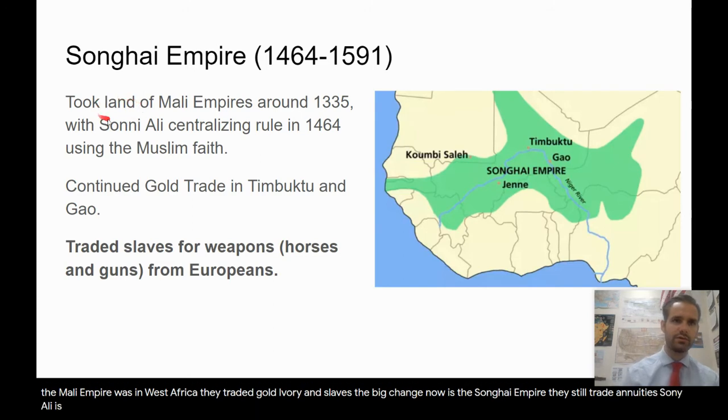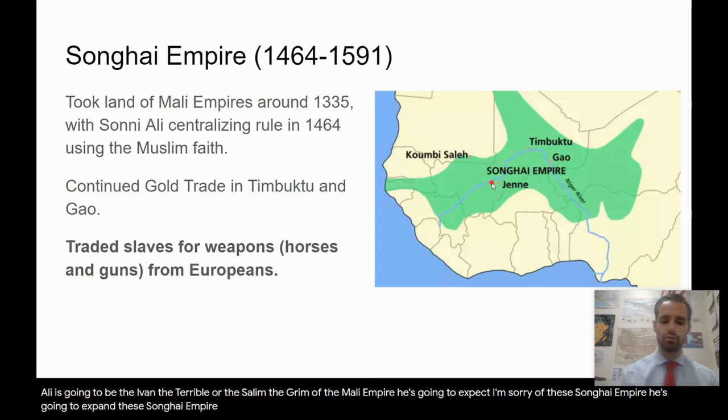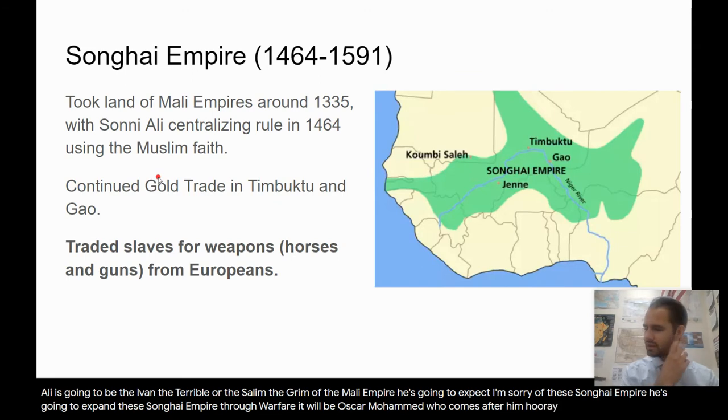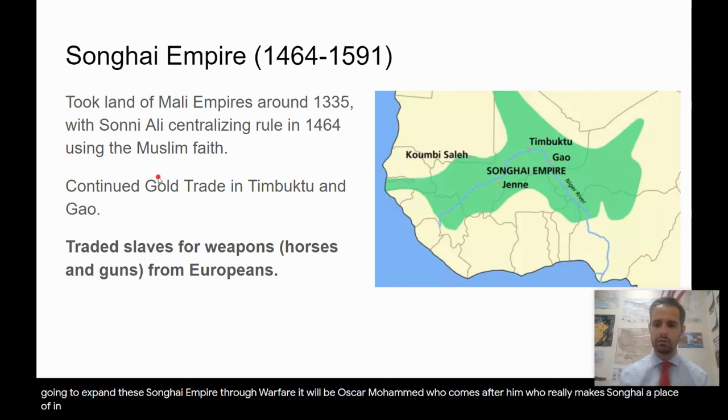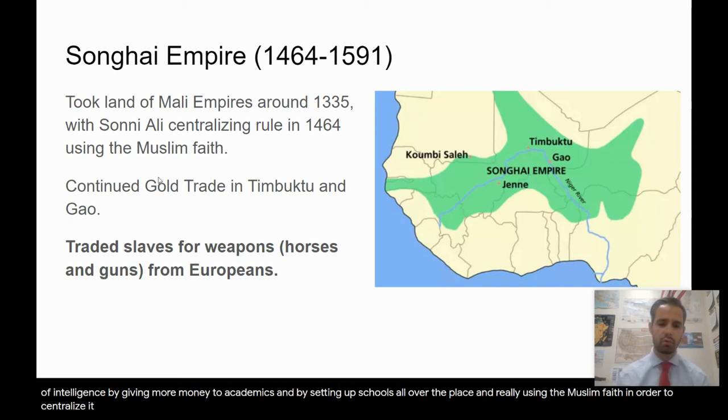Sonny Ali is going to be the Ivan the Terrible or the Selim the Grim of the Songhai Empire. He's going to expand the Songhai Empire through warfare. It will be Askia Mohammed who comes after him, who really makes Songhai a place of intelligence by giving more money to academics and by setting up schools all over the place and really using the Muslim faith in order to centralize his rule.